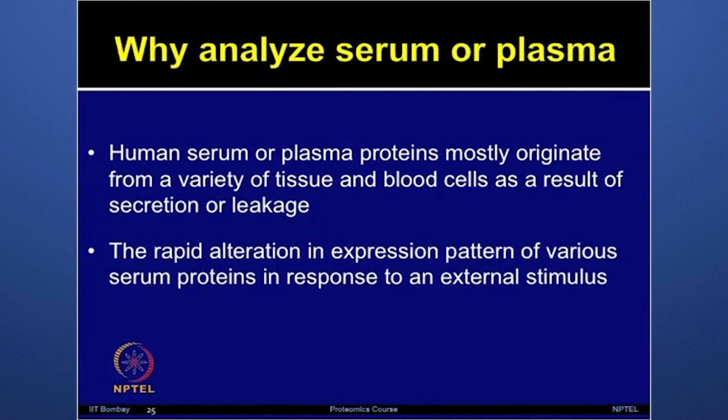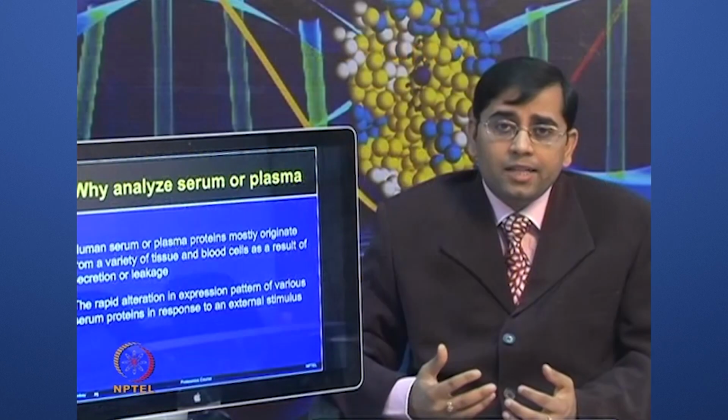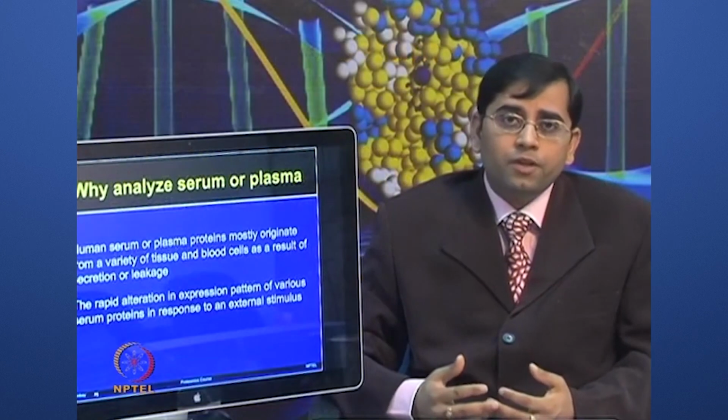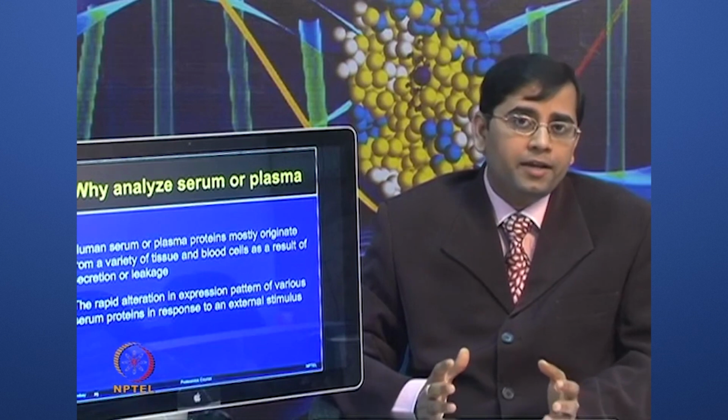So, human serum or plasma proteins mostly originate from a variety of tissues and blood cells as a result of secretion or leakage from the neighboring tissue or the blood cells. The rapid alteration in the expression pattern of various serum proteins in response to a disease condition or an external stimulus is a true reflection of physiological changes occurring in an individual.